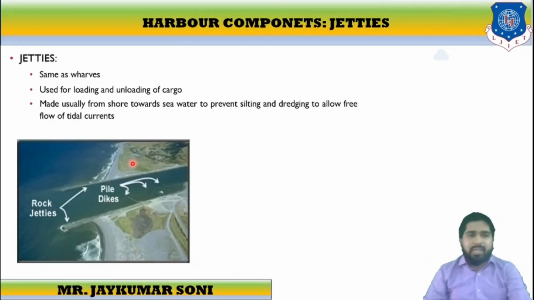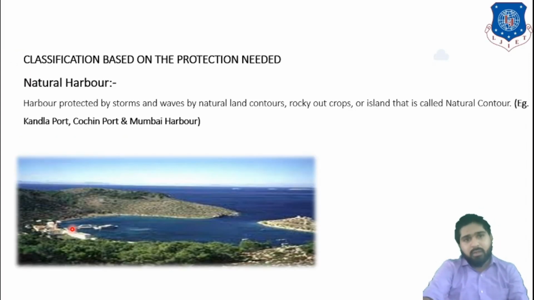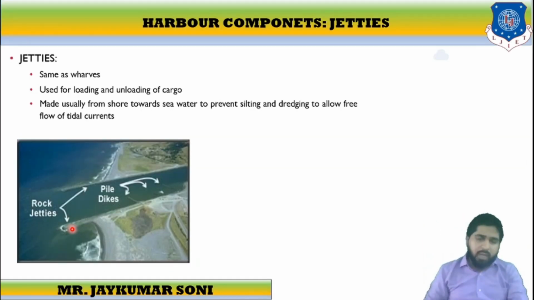Now if we discuss jetties, then jetties act the same as wharves. They are used for the loading and unloading of cargoes. They are usually made from the shore towards the seawater to prevent silting and dredging and to allow the free flow of tidal currents. This is how they are provided. So this is all about the harbor components.